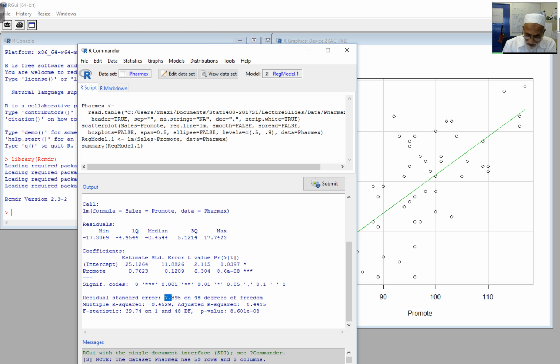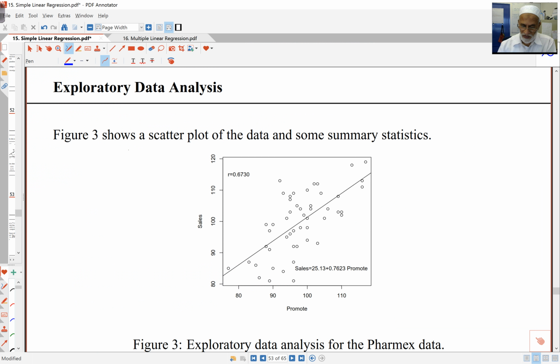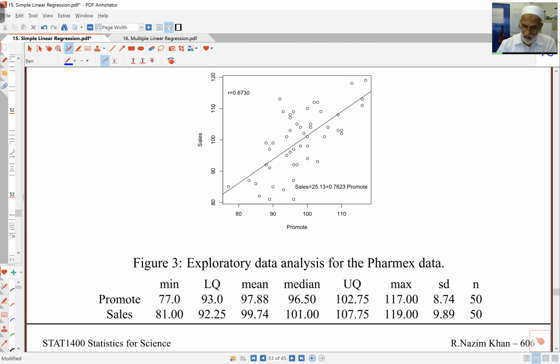So this is our estimate of S on 48 degrees of freedom. And the multiple R squared is about 45%, or 0.4529. The F-statistic as well, as before. So you can put this in another table as well, but I want to do it over here. So this is how you can do this in R very fast. So there's the plot and some summary stats.